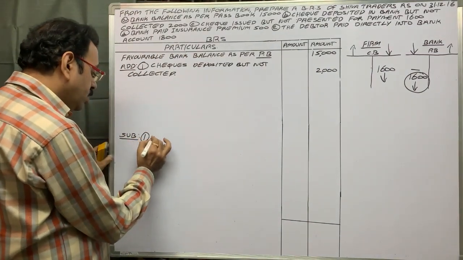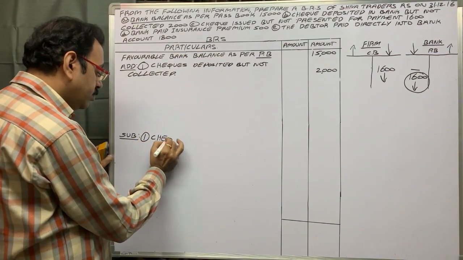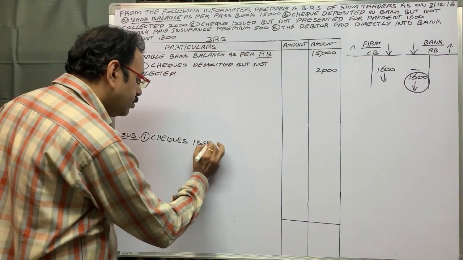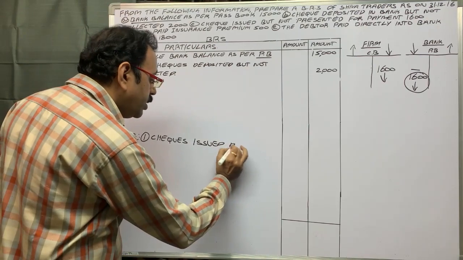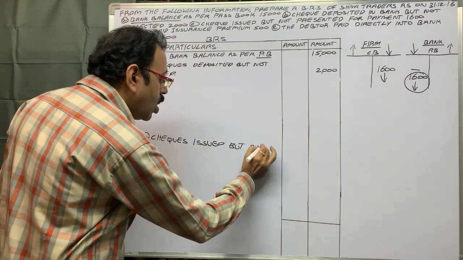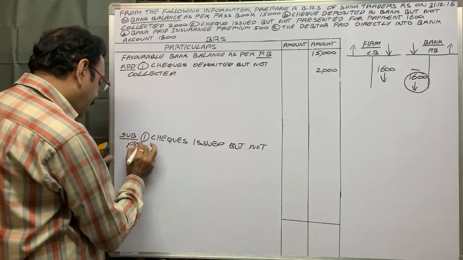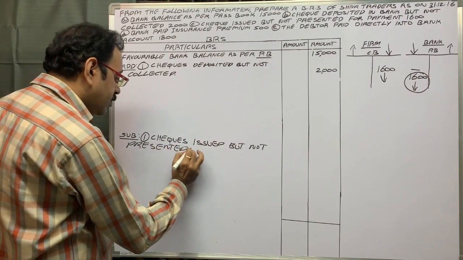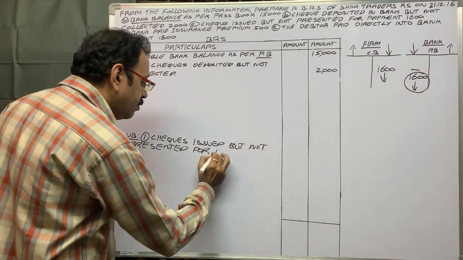So here write down: first point, checks issued but not presented for payment.